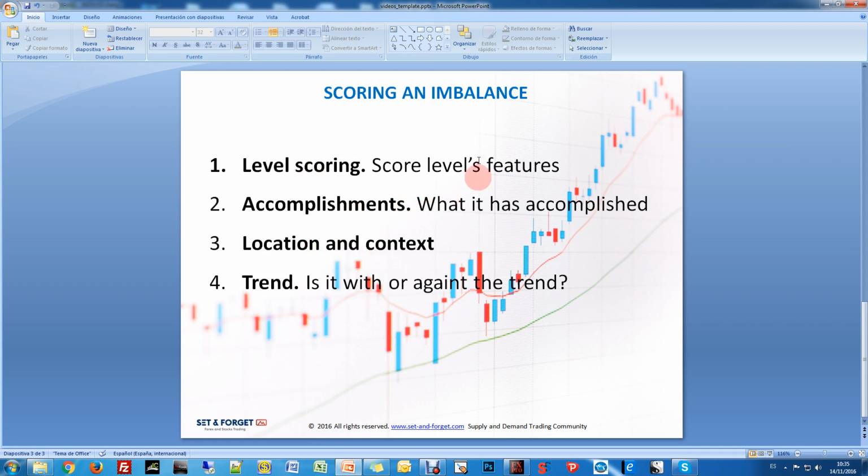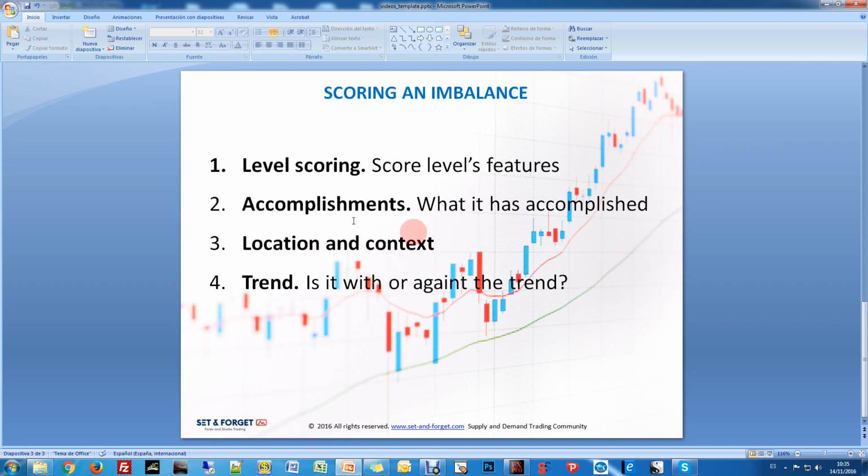Then we need to filter these levels and accomplishments and put that level into context: where it is located and the context. Is it nested within a higher time frame area of supply or not? And if it is the higher time frame area of supply or demand, is that area correctly scored as well? Location is where that level is located and the context of that level, whether it is nested within higher time frame areas or not.